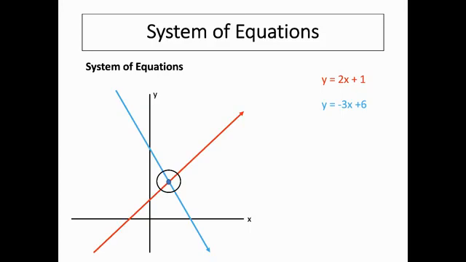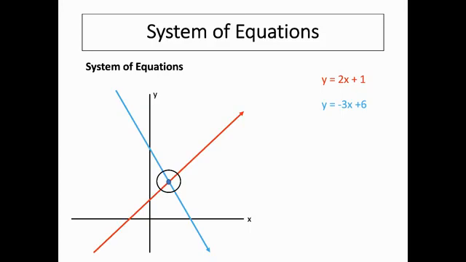A system of equations is really just a fancy way of saying I've got two lines and I need to find out where these two lines cross. A system of equations can apply to different shapes like circles and ellipses, but for the most part, you're going to encounter a system of equations dealing with just two linear lines, or two linear equations.